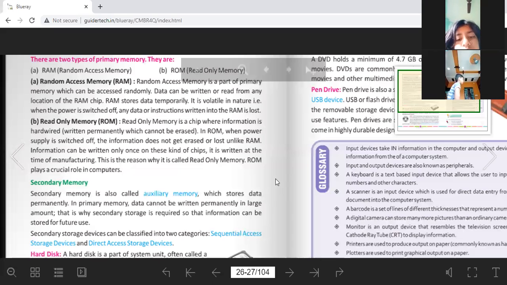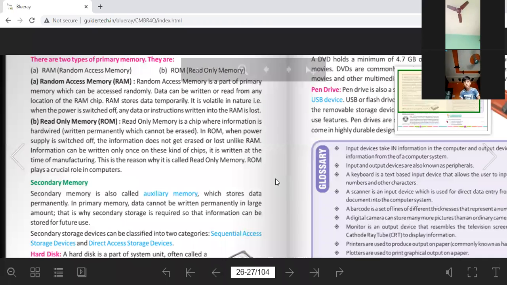So it is volatile in nature. Now, what is volatile in nature? Whenever we work in MS Word or MS PowerPoint or any Word file, we need to save the data. If we don't save the document, then as soon as the power is off, suppose the electricity is off, the data will also be lost. So this is known as volatile in nature.